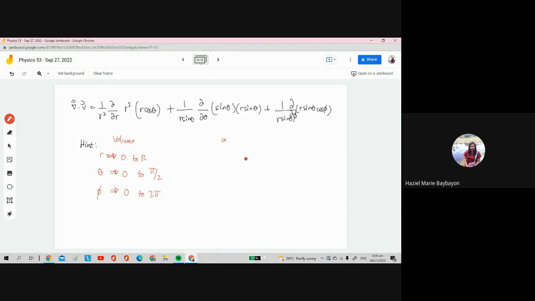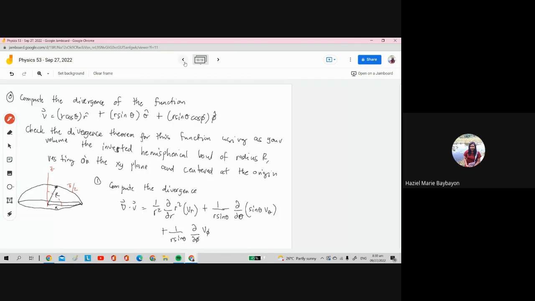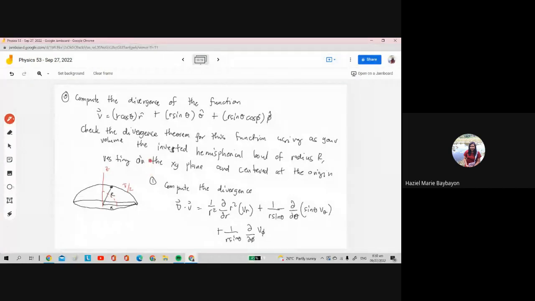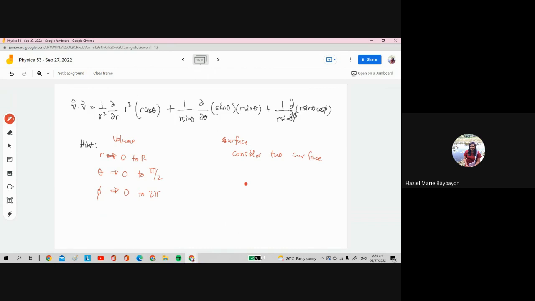For the surface element, you have two surfaces to consider. It is like the cube we worked on last time for the surface integral. We consider this curved surface, and then the circular surface at the bottom. For these two surfaces, the dA is different, so you have dA1 and dA2, the corresponding area elements of the two surfaces.